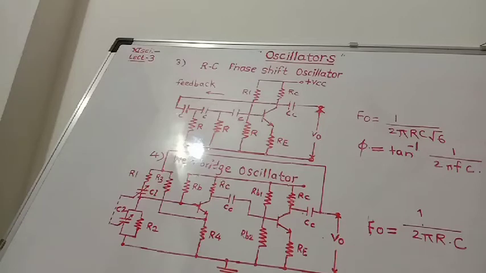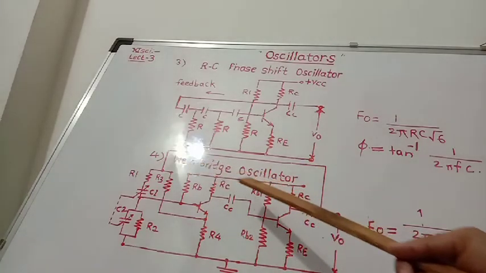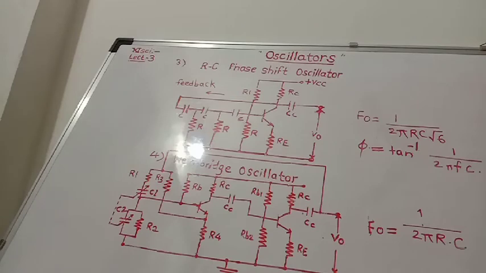The frequency of oscillations of this Wien bridge oscillator is given by the equation fo is equal to 1 upon 2 pi RC.